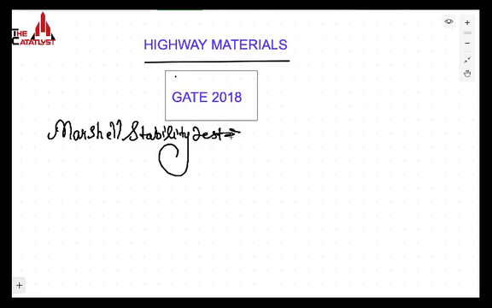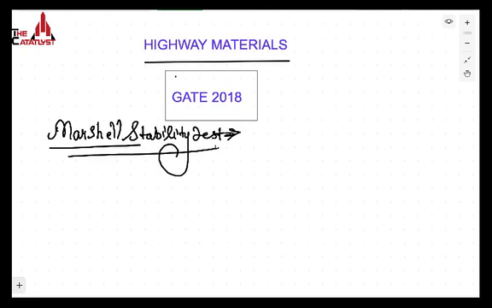So this is the topic of highway material. For the last 4-5 years, they're asking questions, numericals from this topic in the GATE examination, on the Marshall stability test. They are asking questions from this particular topic in GATE for the last 4-5 years. Let's understand this particular topic and subject, what actually it is.